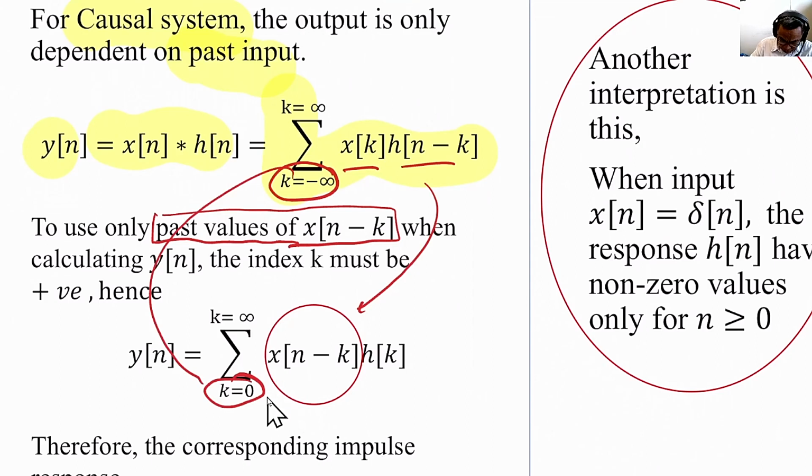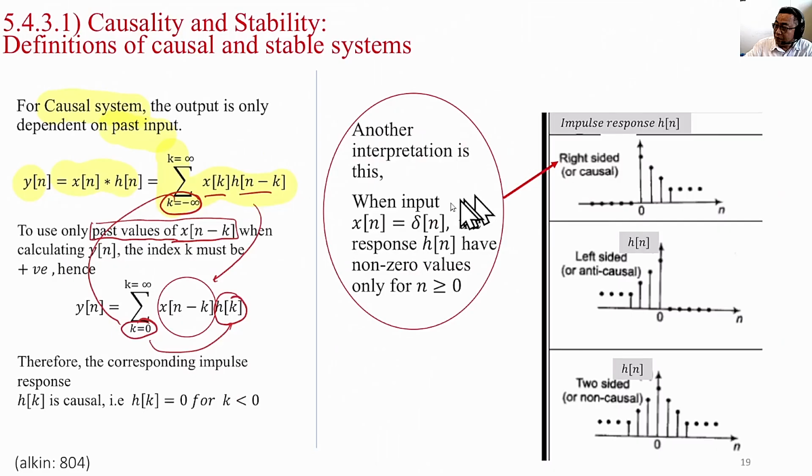Now, it also affects this guy. It also means that h of k can only go from 0 to infinity. Therefore, the impulse response is causal. So a causal impulse response also implies that we are only using past values of x of n. So this is the diagram that says this.